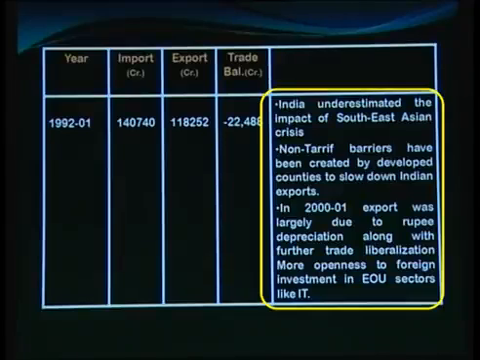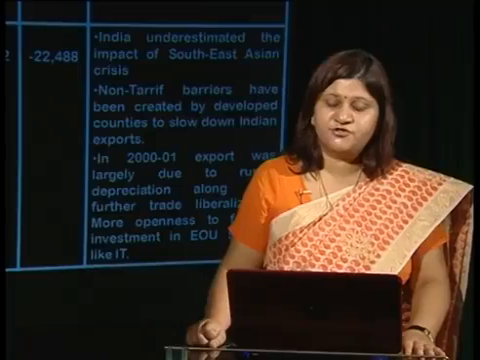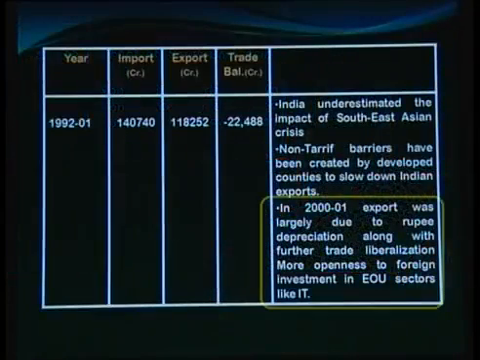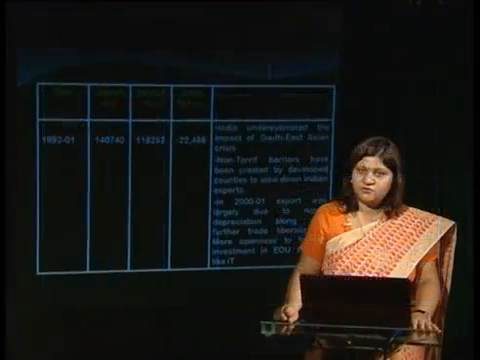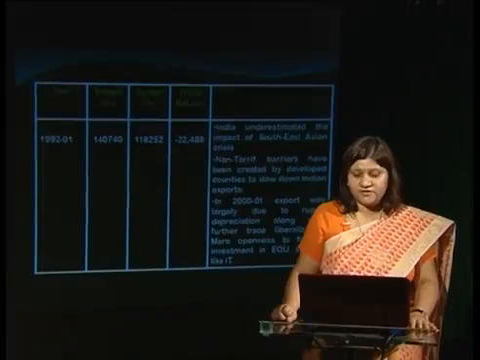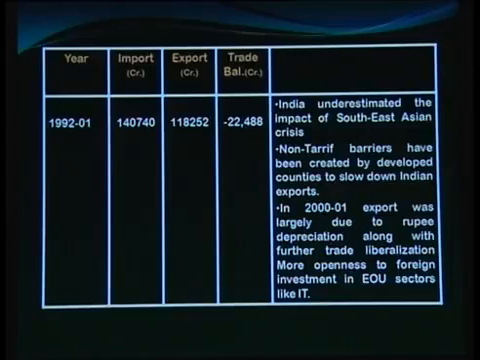Non-tariff barriers have been created by developed countries to slow down Indian exports. So, external factors or outside factors have played a major role in the slowdown of exports. In 2000 and 2001, export growth was largely due to rupee depreciation along with further trade liberalization and more openness to foreign investment in EOU sectors like IT. Here EOU means export oriented units. So, here the openness to foreign investment was there, hence we were not able to boost up the exports. This was one of the major causes of showing a trade deficit in 1992 to 2001.